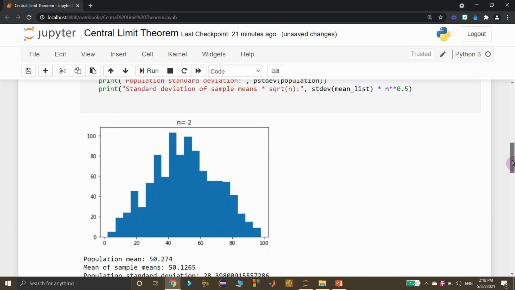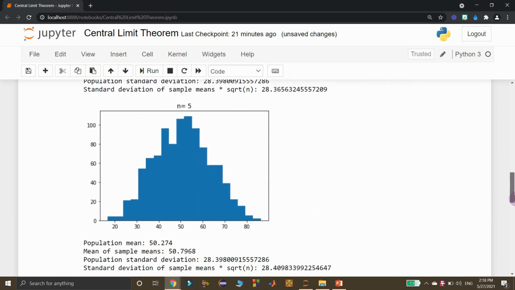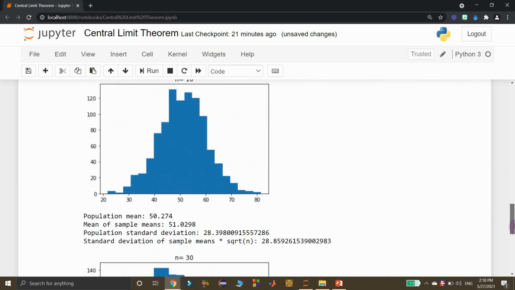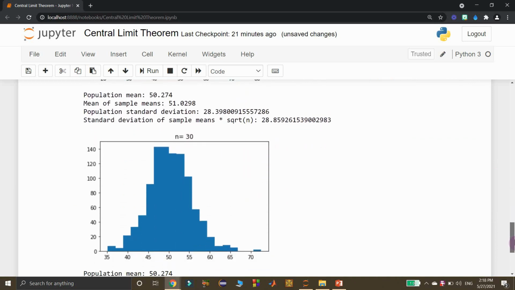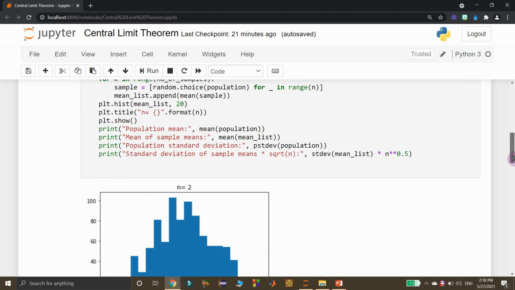See, the histogram when the sample size is 2, when the sample size is 5, 10, and the sample size is 30. If you observe at the sample size 30, then the distribution is something like a normal distribution for all the sample means. And we will also consider other parameters.